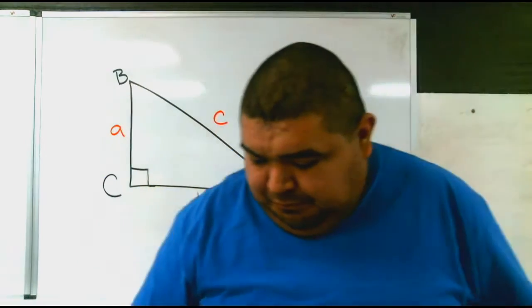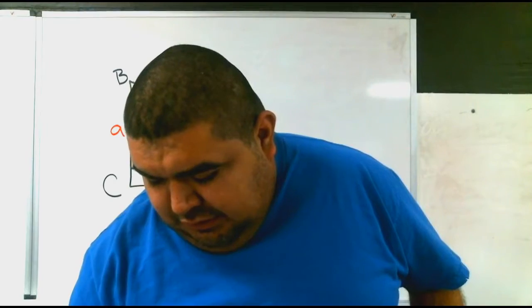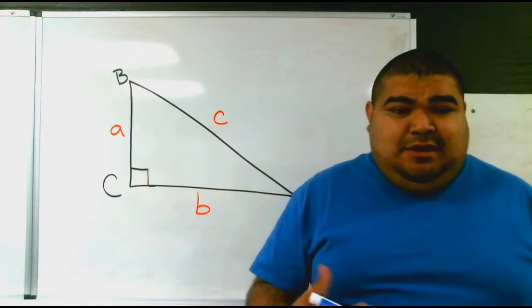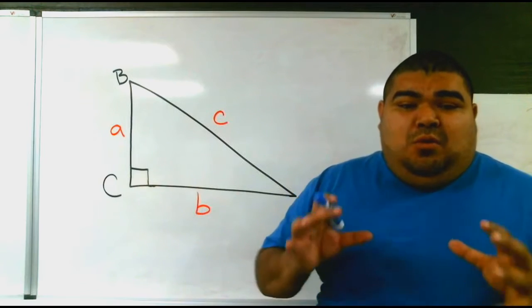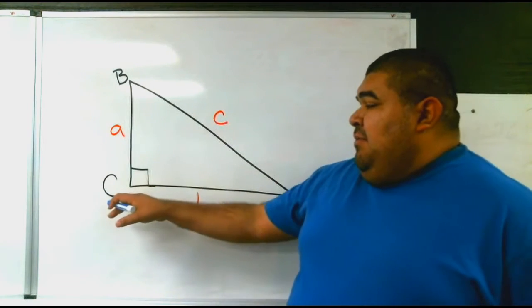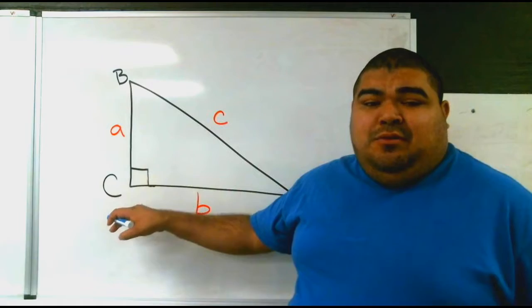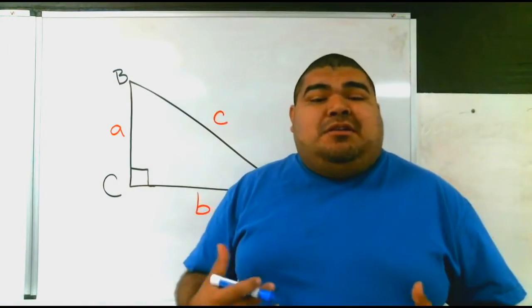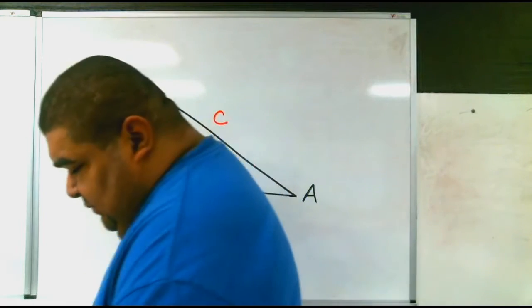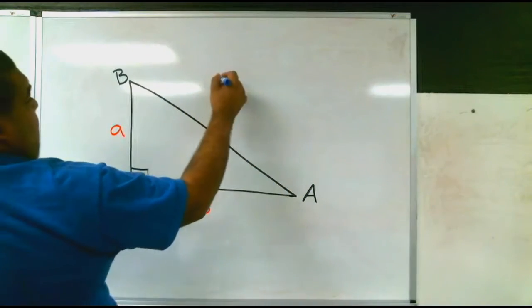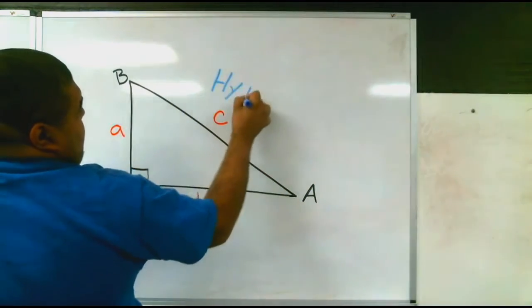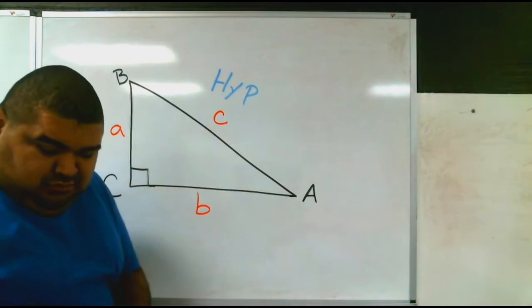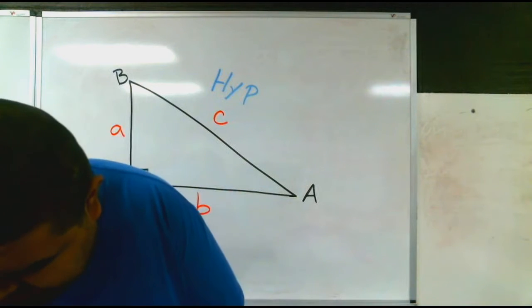Now, there's something else we have to label this triangle as. Always across from your 90-degree angle is always known as your hypotenuse. So we have the hypotenuse. Let's do another color here.